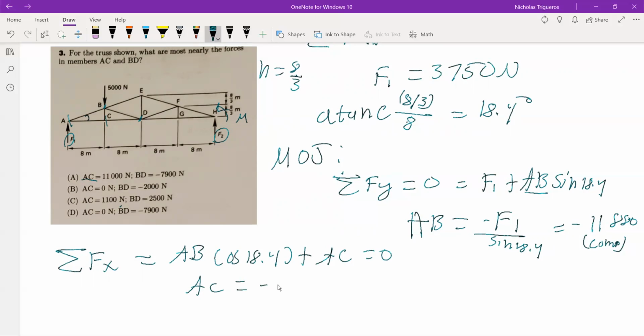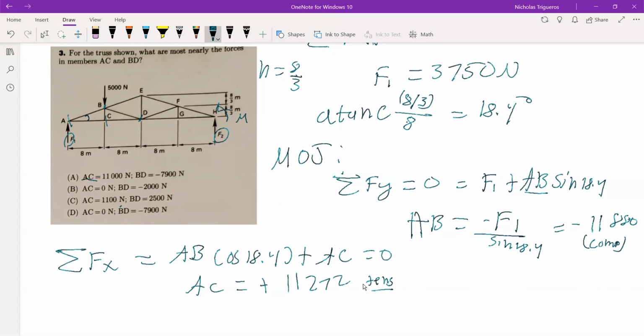Negative, of course. That force is negative, so it's going to give us a positive result, which is about 11,272. If you use the cosine, it's 11,272, and if you get the hypotenuse of that, it's 11,270. So it's about the same.